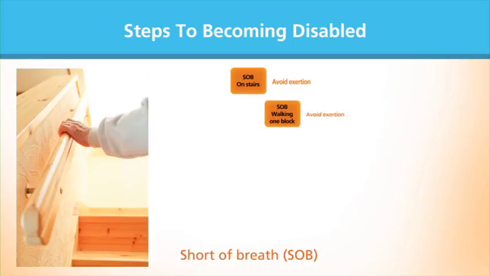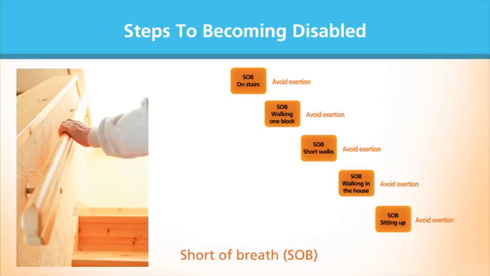Get short of breath on walking 1 block, avoid that exertion. Get short of breath on short walks, avoid that exertion. Get short of breath on walking in the house, avoid that exertion. Get short of breath just on sitting up, so you avoid that exertion. Now you're left with being short of breath all the time and disabled. So inactivity itself is the worst disabler, worse than the disease itself.